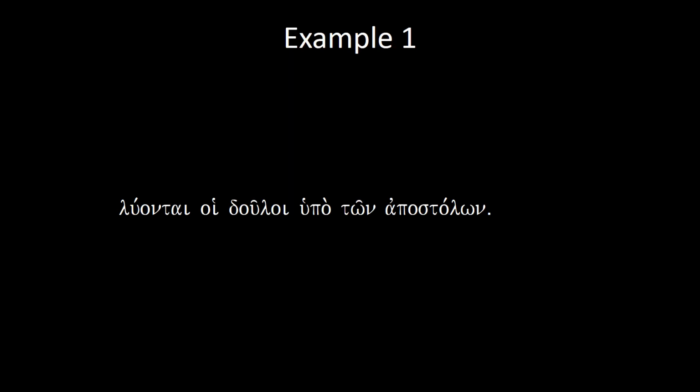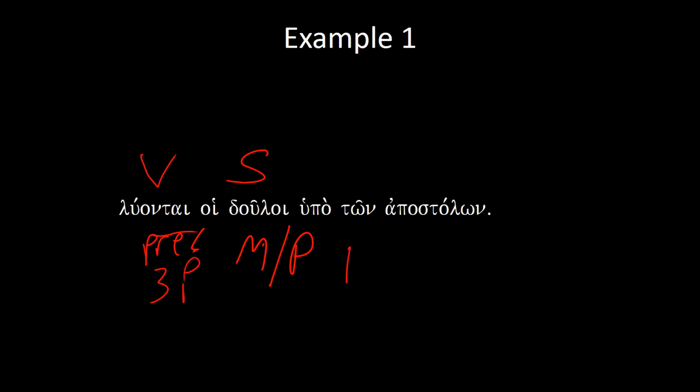Okay, let's practice with some made-up sentences. Luantai hoi douloi hupa ton apostolon. Here's a verb, luantai. It's got this new ending, mai sai tai methisthe entai. So it's third plural, it's present, and it's either middle or it's passive. Present, middle, or passive, indicative. Third plural. Let's go ahead and grab our subject. It's nominative. That's how I know it's a subject.